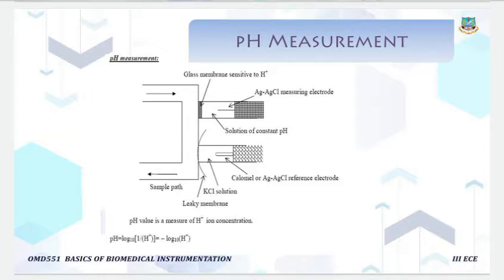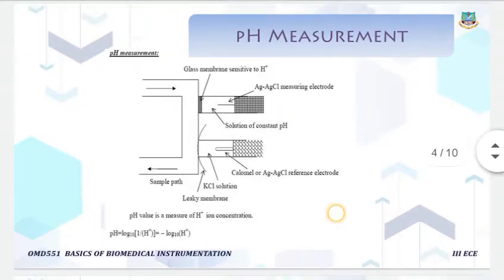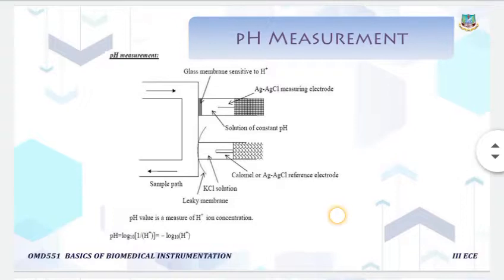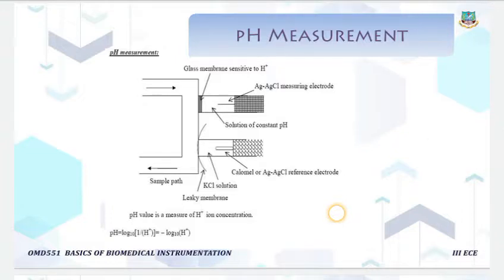There will be two electrodes, the reference electrode as well as the measuring electrode. The reference electrode is inserted in a potassium chloride solution, and it is closed by a leaky membrane which permits current to flow through the sample blood. Then, due to the concentration of H+ ions in the sample, there will be some potential variation, and it is recorded using the voltmeter. This is the pH measurement.